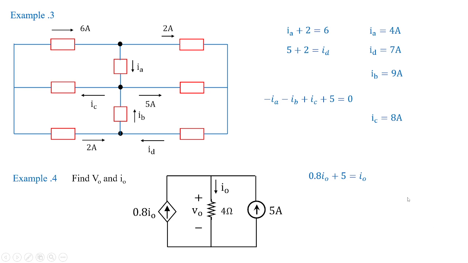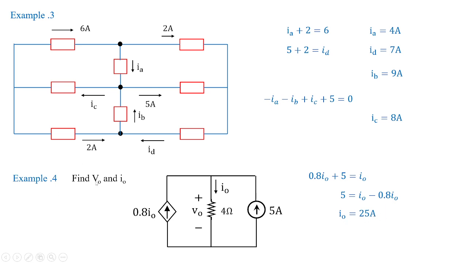Now if at all you take i0 on one side and constant 5 on another side, I'm going to get I0 is equal to 25 amperes. I hope you understood this method. Just we have taken incoming currents is equal to outgoing currents. With that, we got the value of I0 is equal to 25 amperes.